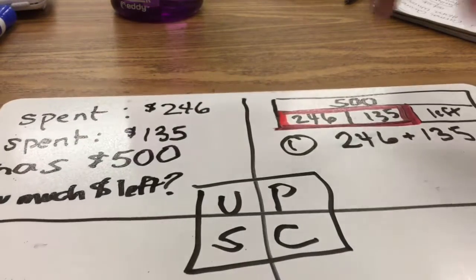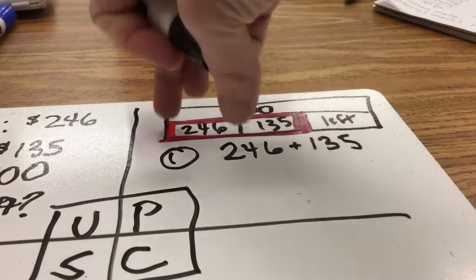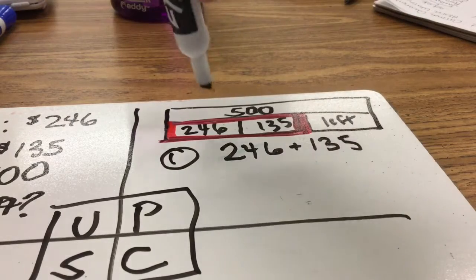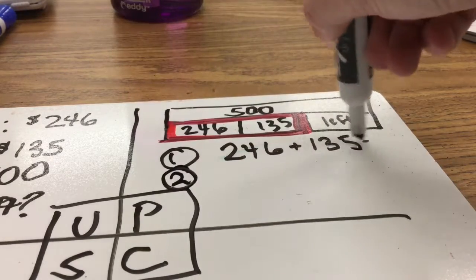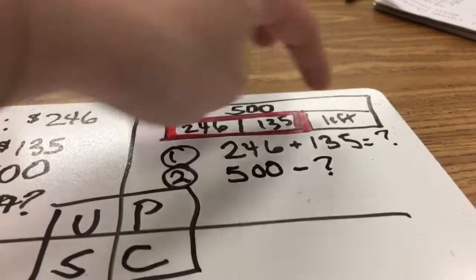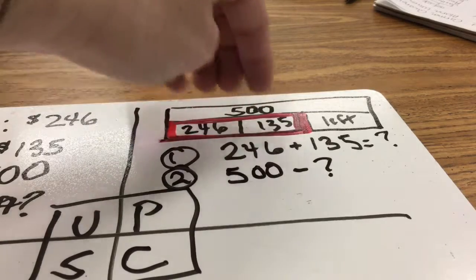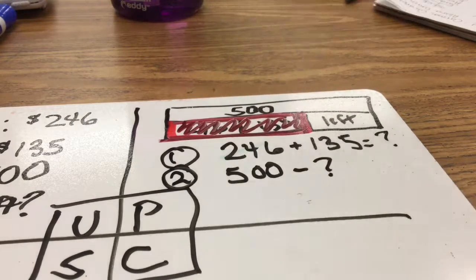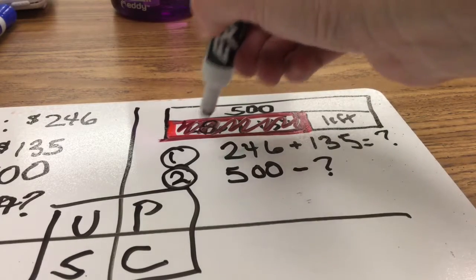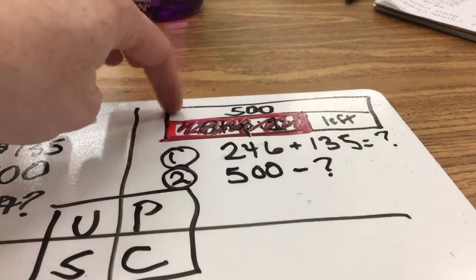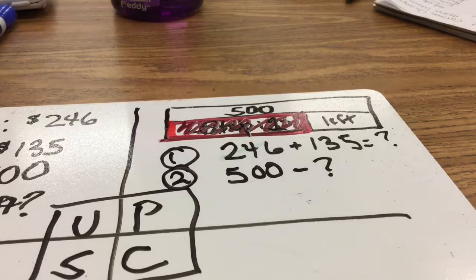So I'm going to figure out what is this red piece first. How much money has he spent? Then I can figure out what is left over. So I'm going to do then 500 take away whatever is here, and that will help me figure out how much is left. So 500 take away this red part. That's the answer to number 1. This is step 1. Okay, so 500 take away step 1 is going to give me the piece that's left.